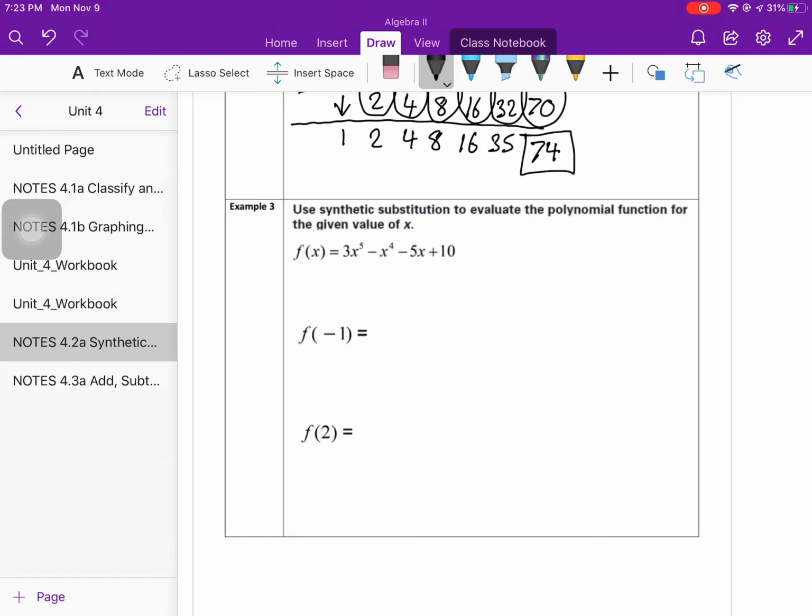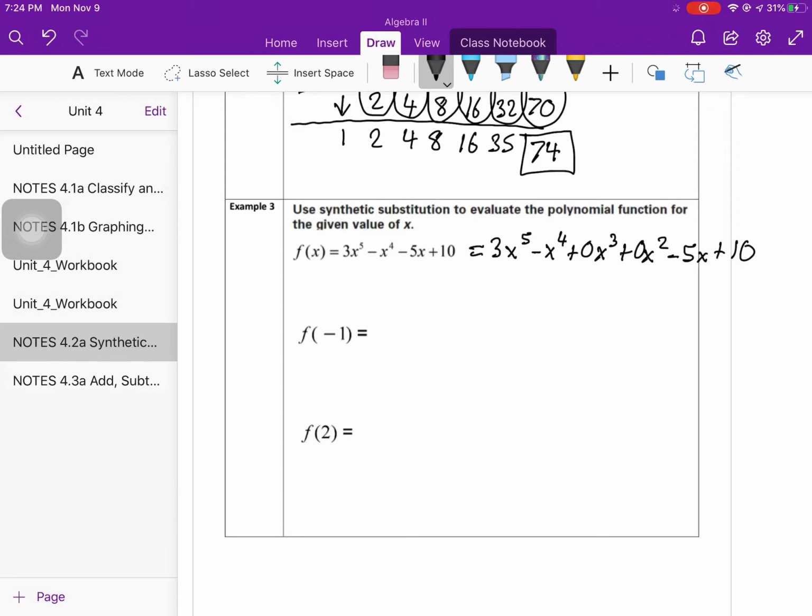So f of x equals 3x to the 5th minus x to the 4th minus 5x plus 10. We are missing some pieces in there. So start with the highest degree, which is 3x to the 5th. We do have x to the 4th. We don't have an x cubed, so we're going to put plus 0x cubed. We don't have an x squared, so we do 0x squared. And then we do have minus 5x and 10.